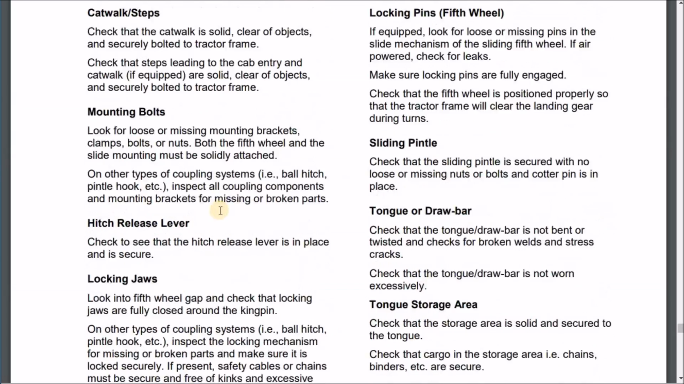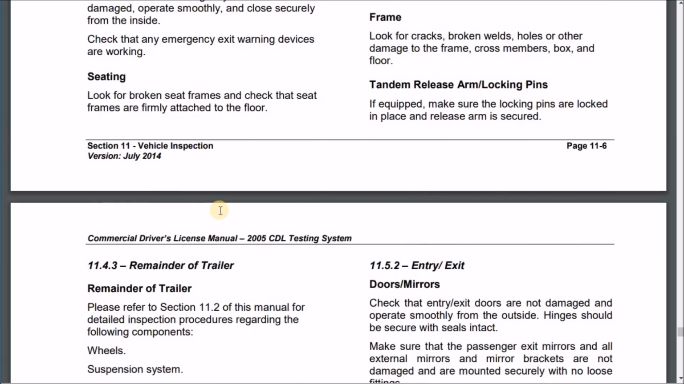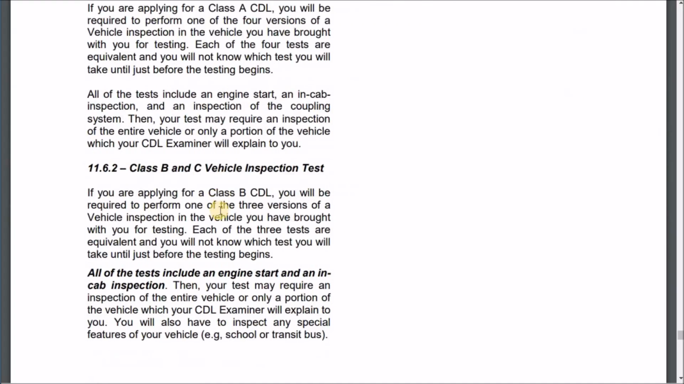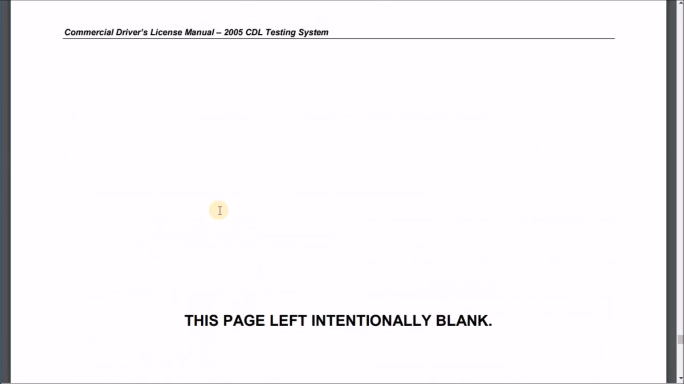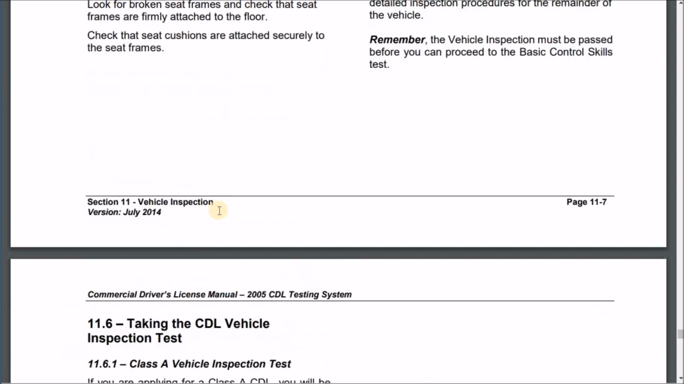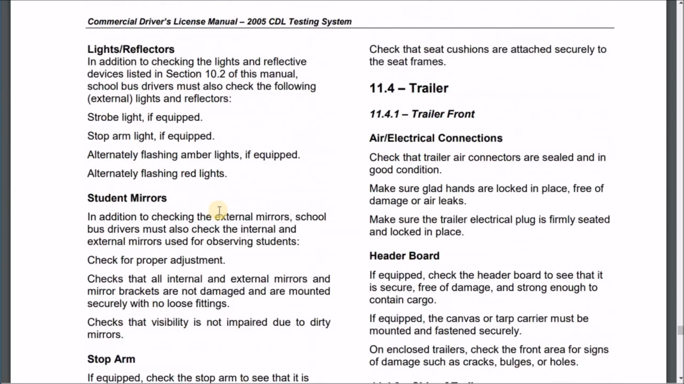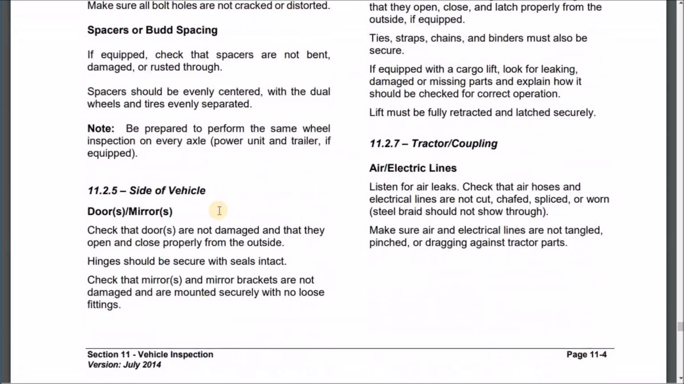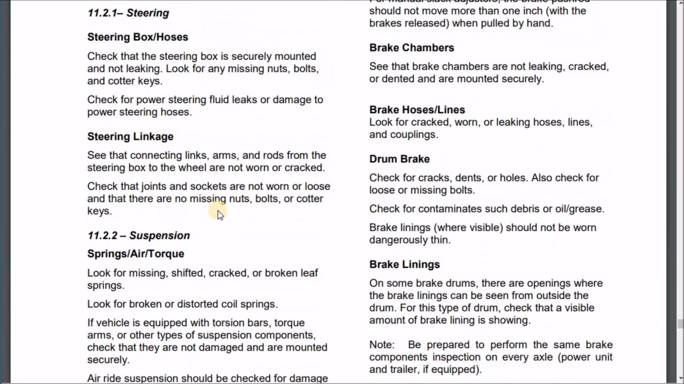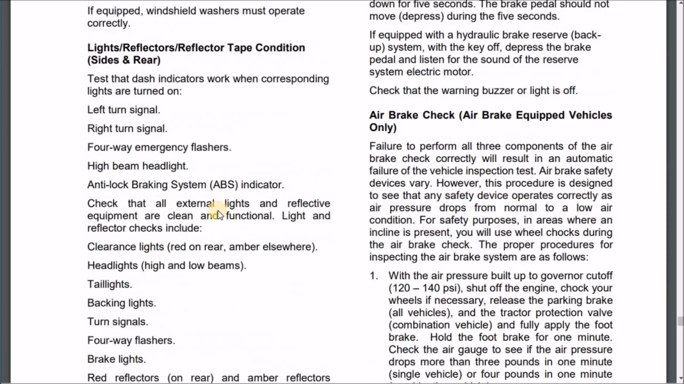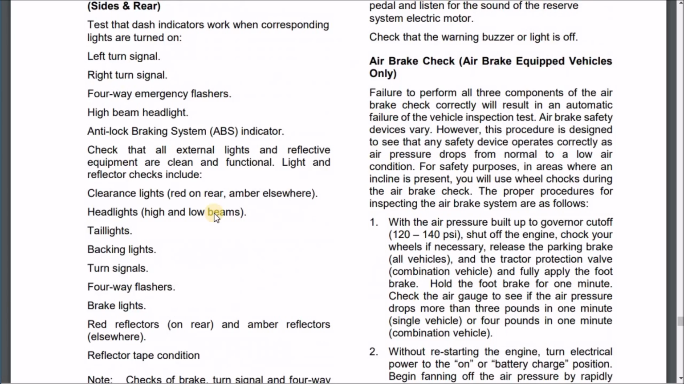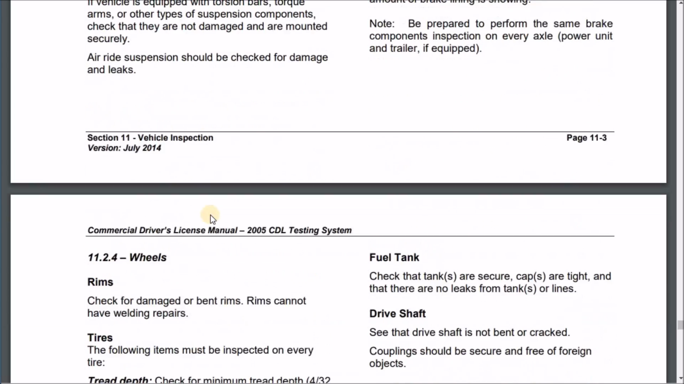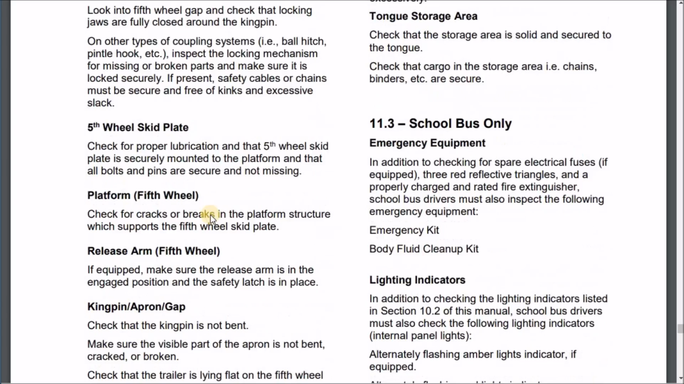So let's get back and see if we can find some questions, which I'm pretty sure this does have. You know what? I don't see any questions. I stand corrected. I thought this section had questions, but I'm not seeing any. So I take that back. Section 11 does not have questions, but I would read this anyhow just to be familiar with it.